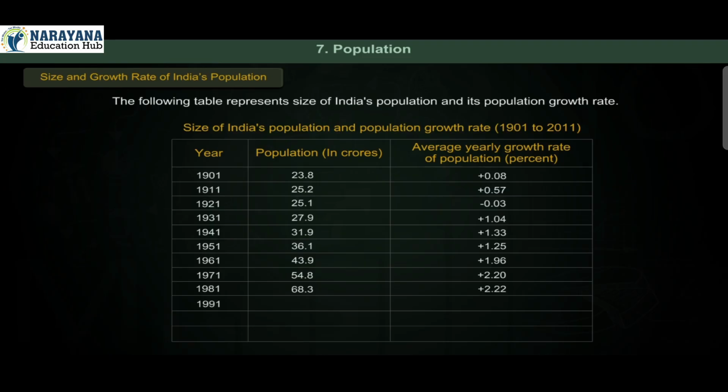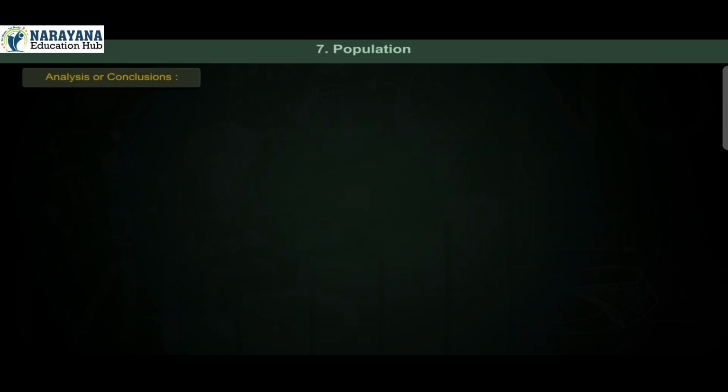In year 1991, population is 84.6 crores. Average yearly growth rate of population is plus 2.16%. In year 2001, population is 102.7 crores. Average yearly growth rate of population is plus 1.97%. In year 2011, population is 121.02 crores. Average yearly growth rate of population is plus 1.64%. Source: Census of India 2011.